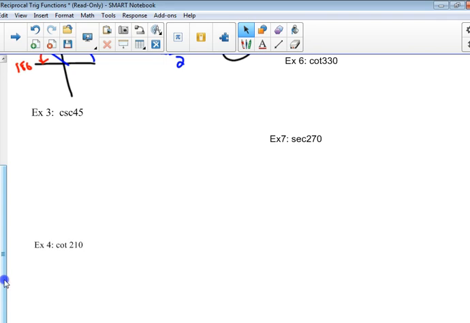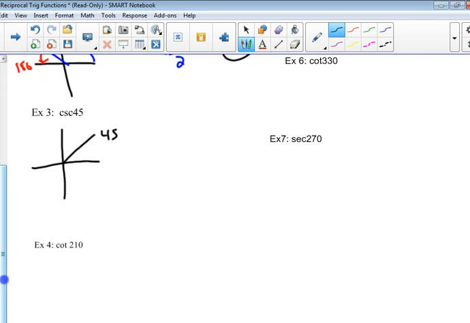Cosecant of 45. Oh, I love when they're in quadrant 1. So much nicer. Okay, so we have our 45. What does cosecant go with? Sine. Good. C's and S's. So cosecant goes with the sine. Well, what is the sine at 45? Radical 2/2. Good.